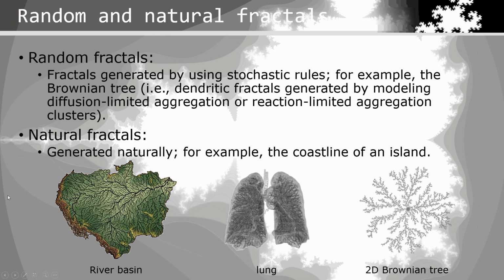Next we will talk about random and natural fractals. Generally speaking, a random fractal is just a fractal generated by stochastic rules. For example, the Brownian tree. The trace of Brownian motion also belongs to this class. A natural fractal is a fractal that is generated naturally. For example, the river basin, we can see that each tributary has a similar structure with the main stream.